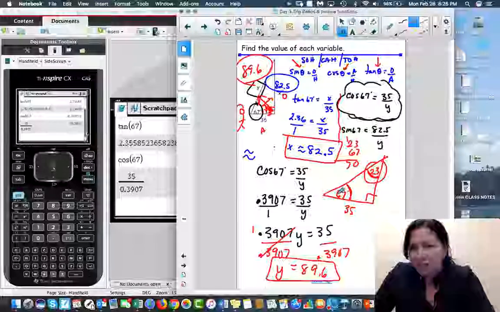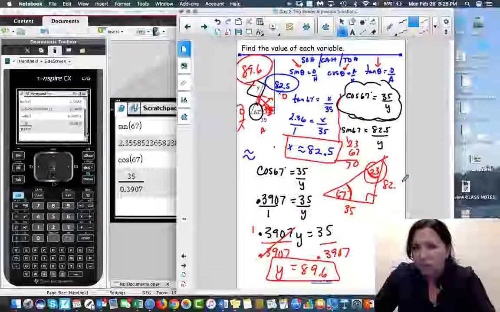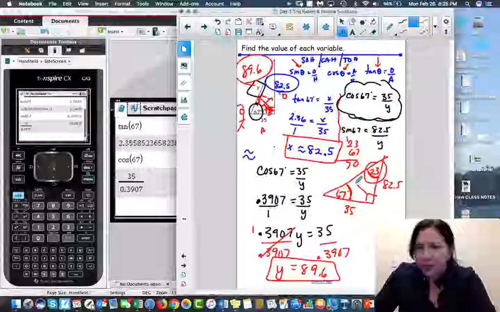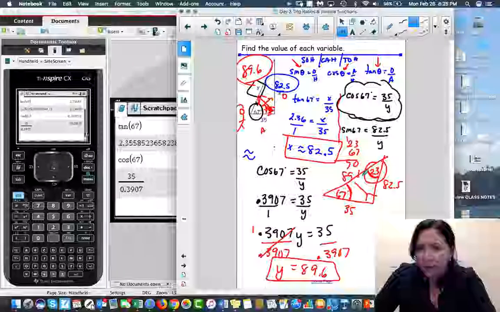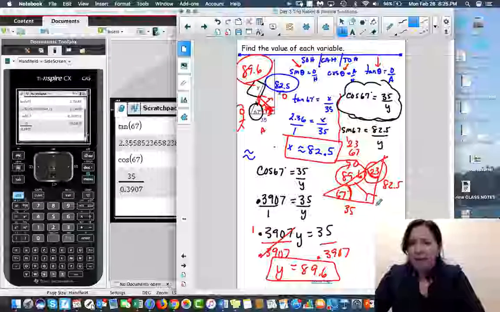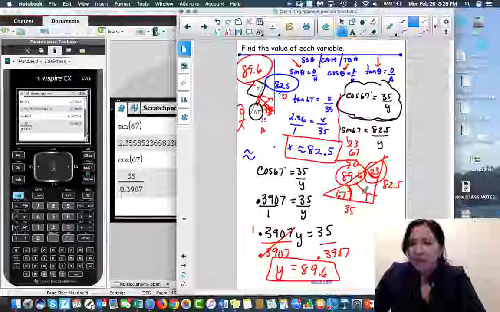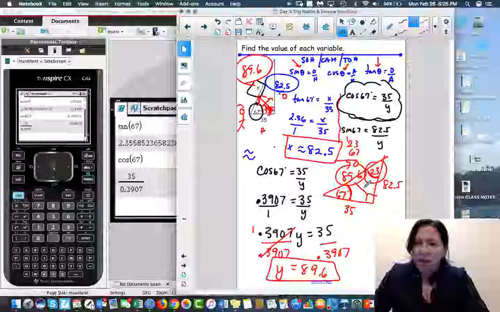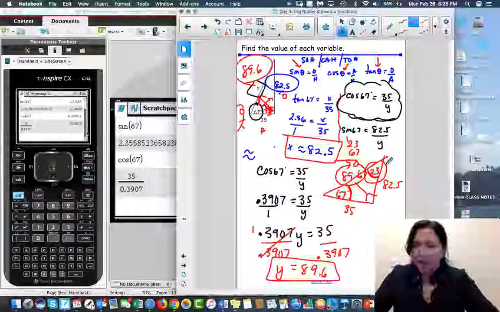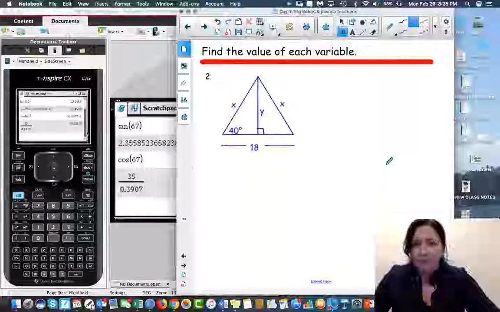In addition, the 67, this is 82.5. This side here is 89.6. If this is my right angle, which is my biggest angle, the side opposite that has to be the largest side. So just keep that in the back of your head so that you do know that.